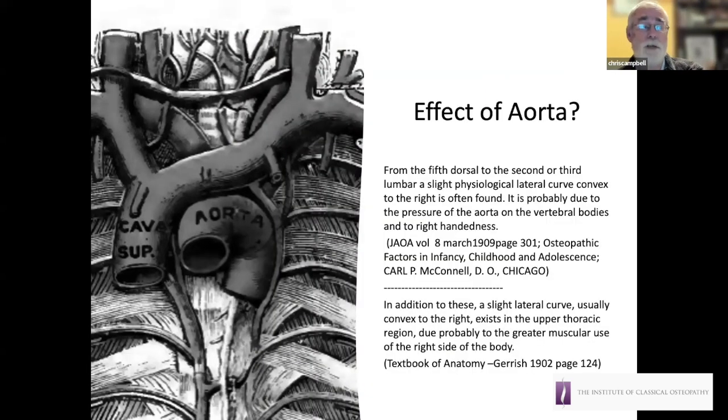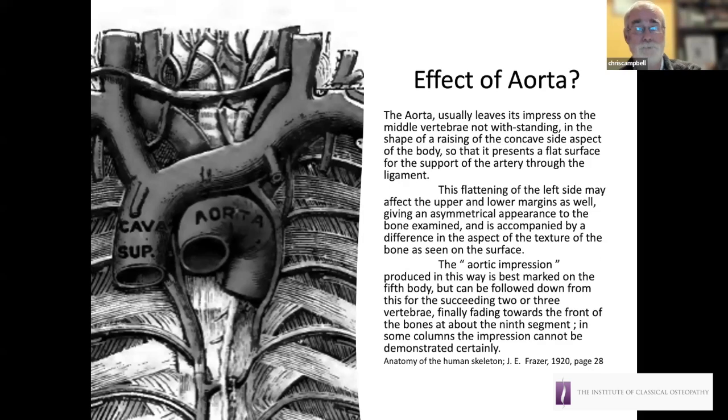Another thing which is often mentioned is the effect of the aorta. And in all the books in anatomy, you'll find this, a short lateral curve to the right in the upper thoracic area. McConnell says from the fifth to the second or third lumbar, slight physiological lateral curve. He's talking about a long one. Yeah, he puts it down to right-handedness. Gurish puts it down to overuse of the muscles on the right side of the body.